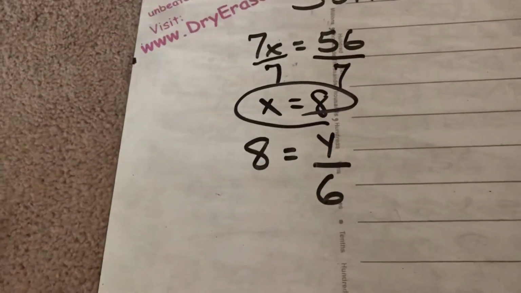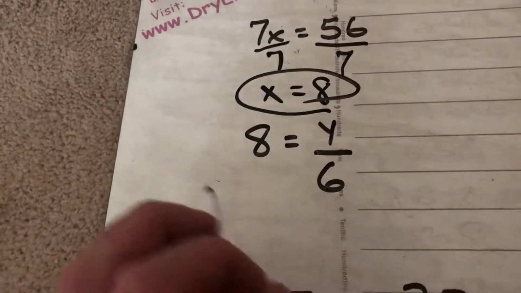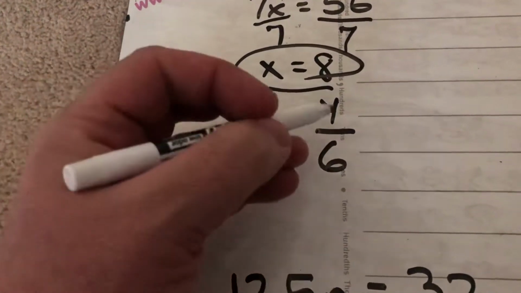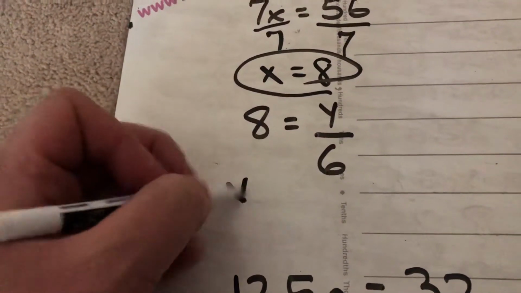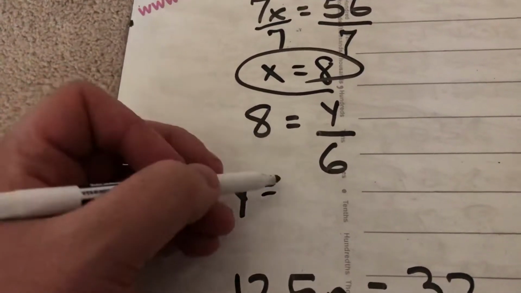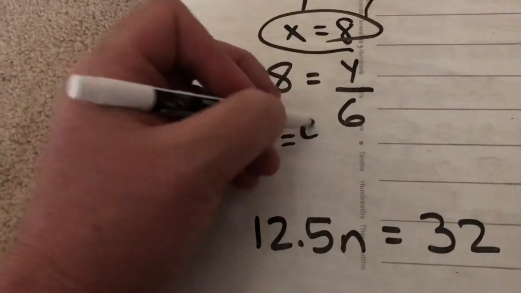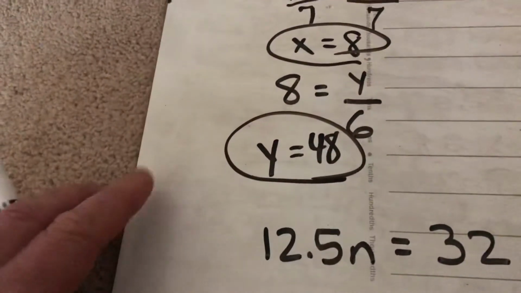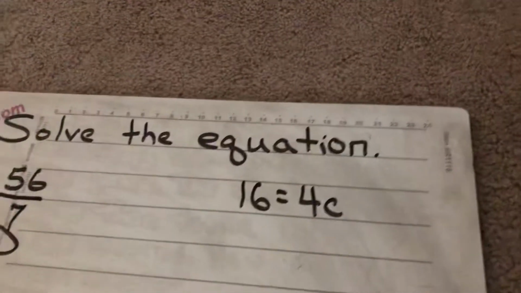All right, 8 equals y divided by 6. Well, it's divided by 6, so to isolate y, I'm going to multiply by 6. That's just going to leave me with y. And then 8 times 6 is 48. So y equals 48.